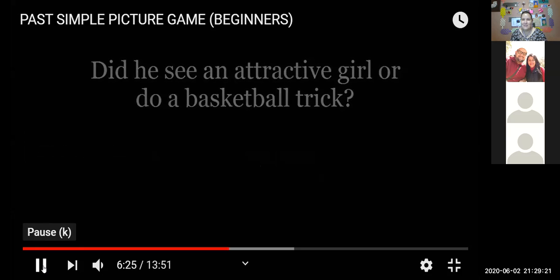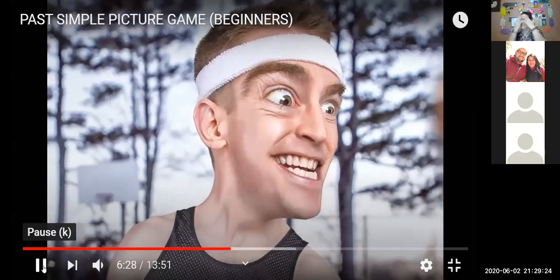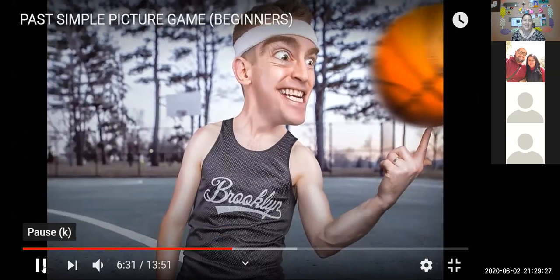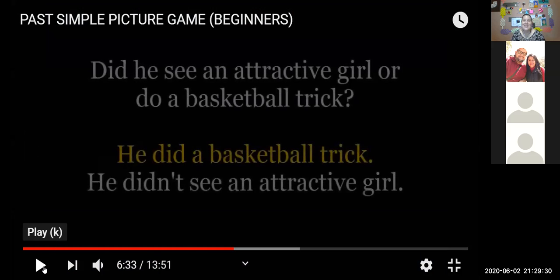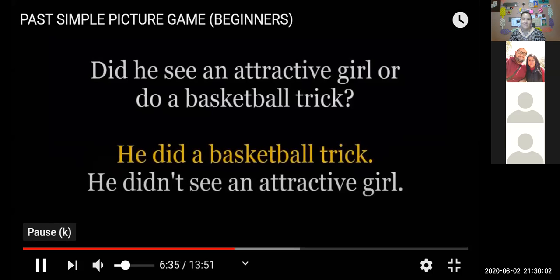That's a very scary face, man. It's super scary. Look. It's a scary face. Good job. He did a basketball trick. He didn't see an attractive girl. Can you imagine? Strange, right? Some people have very intense eyes in real life, like big eyes and intense. Scary.